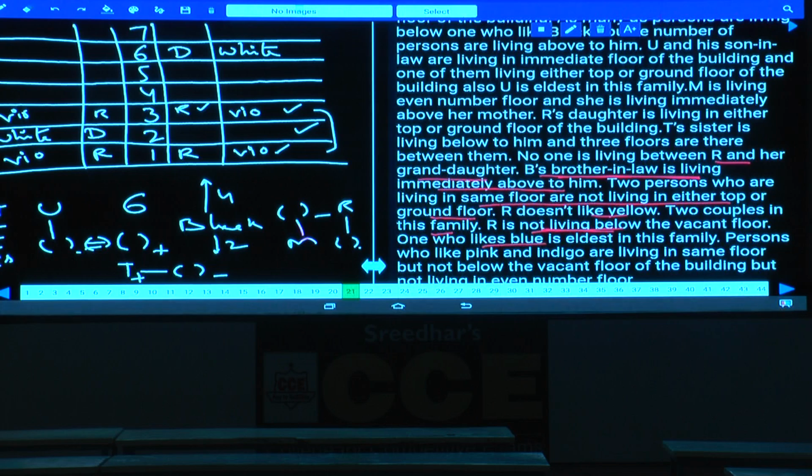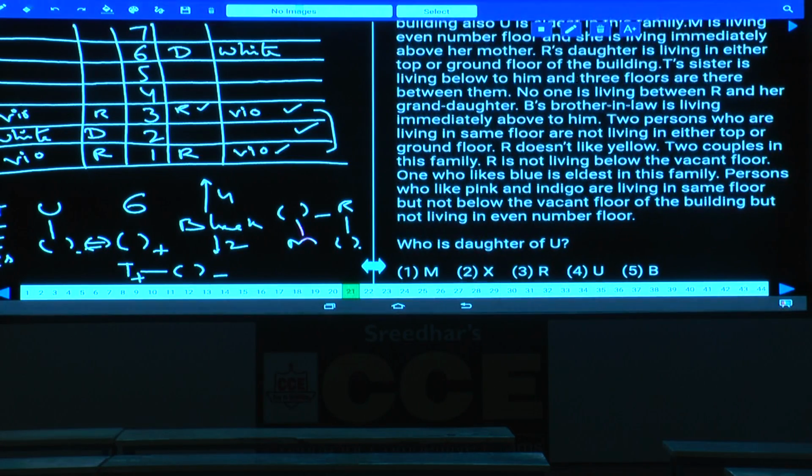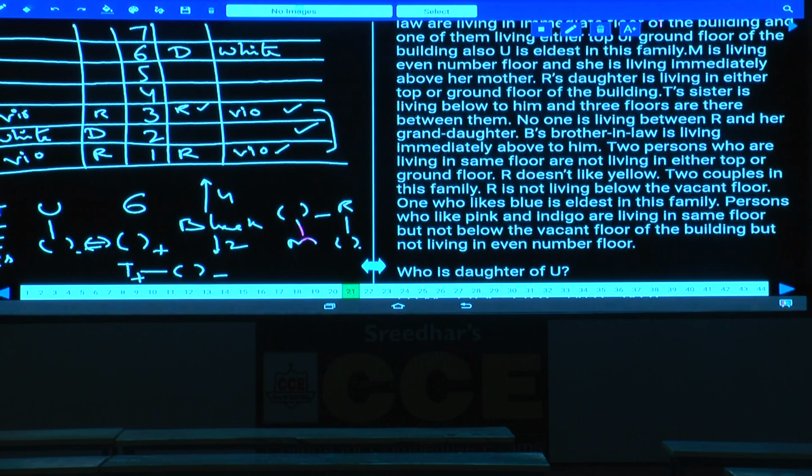One who likes blue is the eldest in the family. Persons who like pink and indigo are on the same floor, but not below the vacant floor of the building, and not living on an even number floor. Now in this one, the final family tree, if you check out here, then tell me who are the persons here.